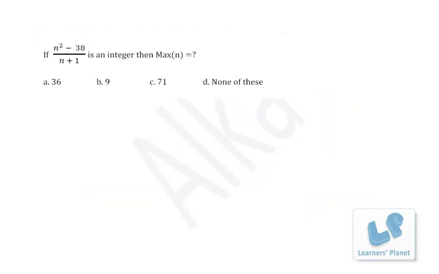Now, n square minus 38 upon n plus 1 is an integer. The maximum value of n we have to find out. As I have told you in the previous question, when you have to find out whether the given expression is an integer, you just try to find an expression like the denominator. So n square, I just take it as minus 1. If I have deducted 1, I'll add 1. Then minus 38, and this is n plus 1.